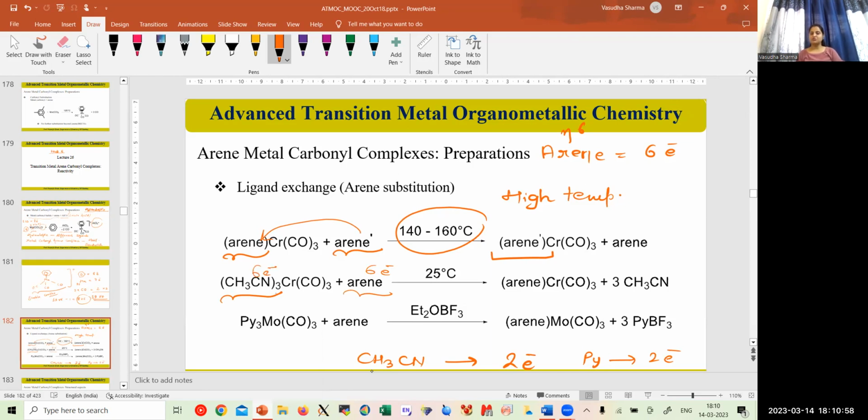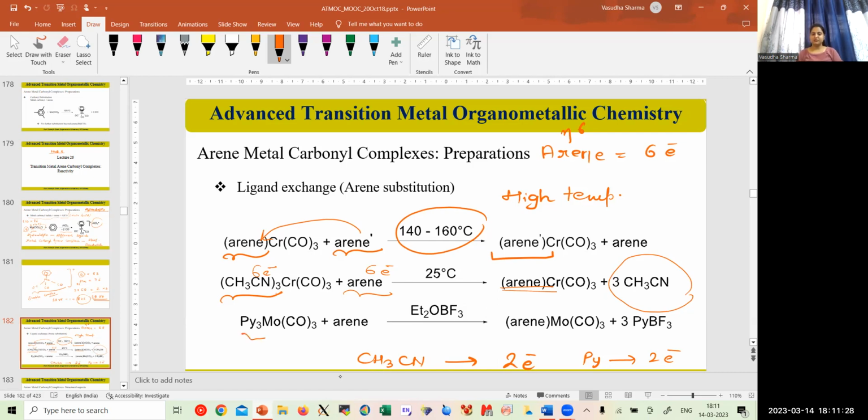6 electron. So one arene will exchange all the 3 CH3CN, and therefore the solvent molecules will come out with arene getting attached to the chromium, maintaining whatever the total valence electron count was. The charge was maintained. There was no additional charge over there. So this is another method where you can go from a neutral complex to a neutral complex where ligand exchange is happening and no charges are getting accumulated on the complex.